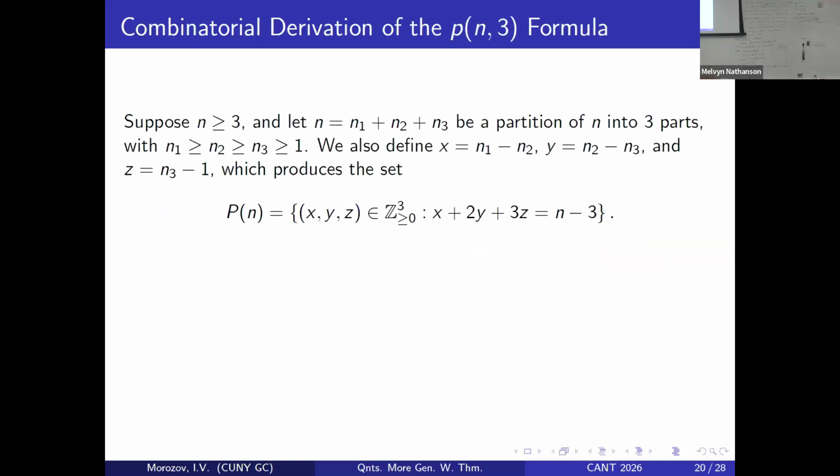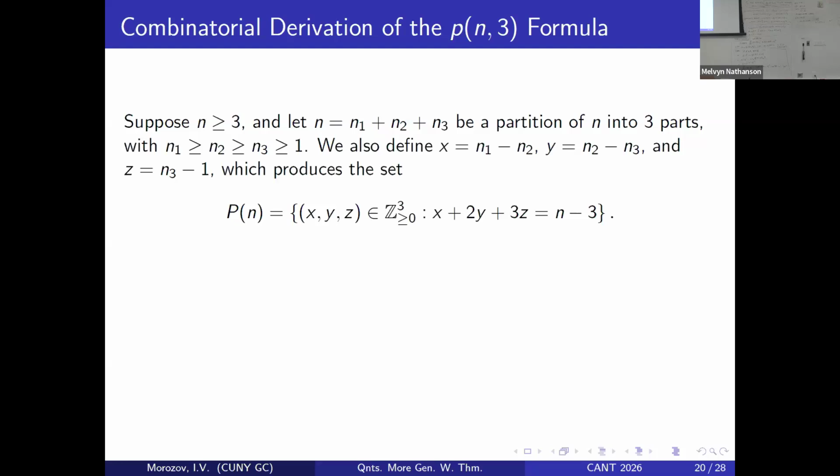So the construction of the combinatorial proof just follows from counting lattice points. If n is greater than or equal to 3, consider the partition into 3 parts, n1 at least n2, which is at least n3, which is at least 1, and we define the coordinates of the lattice points as the difference between the parts. So P of n are the lattice points in Z cubed that satisfy this relation.